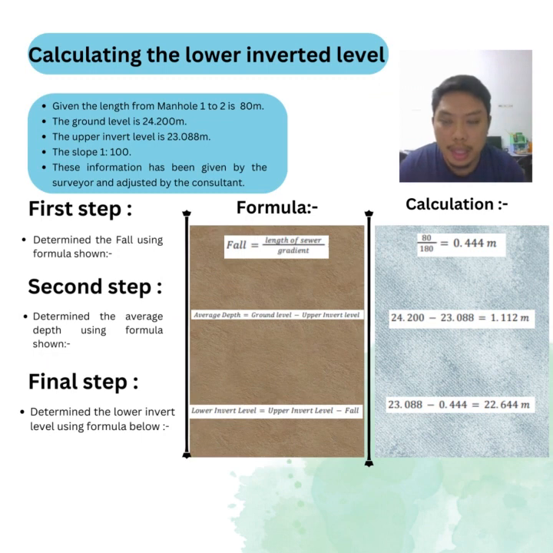So we move to the next step, which is calculating the lower invert level. The information given is that the length from manhole 1 to 2 is 80 meter. The ground level is 24.2 meter. The upper invert level is 23.088 meter, and therefore the slope is 1 to 100. This information has been given by the surveyor and adjusted by the consultant.